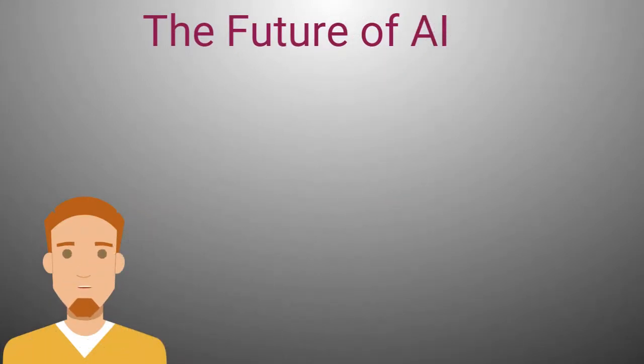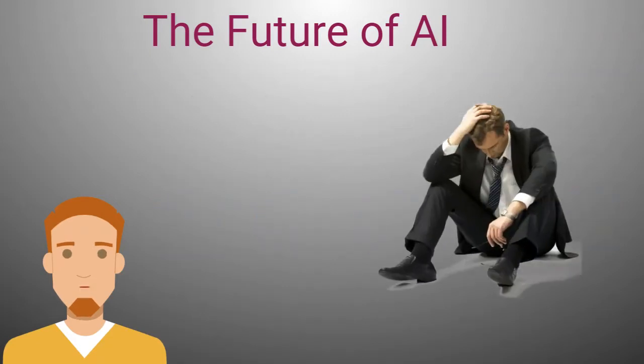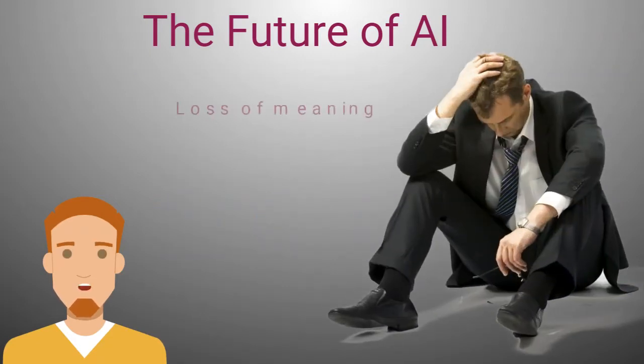So what is the future of AI? Artificial intelligence will lead to job losses, as robots replace repetitive and routine jobs within the next 15 years. AI can optimize, but it cannot create, so complex and creative jobs will be safe. Apart from the obvious, AI could result in people feeling a loss of meaning in life. Work is not the reason we exist, but many of us define ourselves by what we do. When we meet somebody for the first time, it's usually one of the first questions. So what do you do?